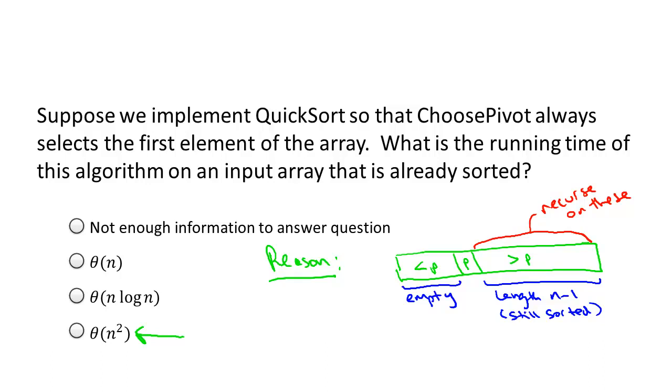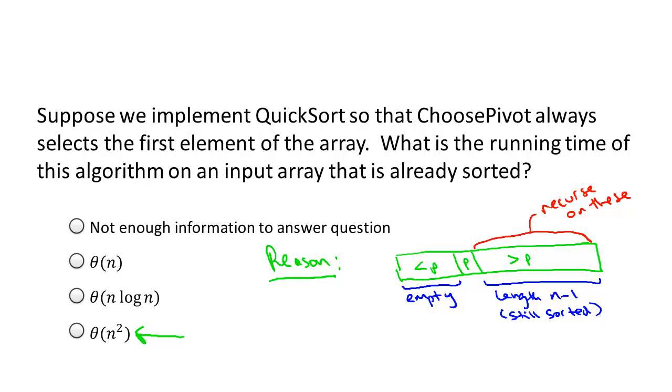At the next recursion level, we recurse on an array of length n minus 3, then n minus 4, then n minus 5, and so on, until finally, at a recursion depth of roughly n, we get down to just the last element, n. The base case kicks in, and we return that, and quicksort completes. So that's how quicksort is going to execute on this particular input with these particular pivot choices. So what running time does that give us?